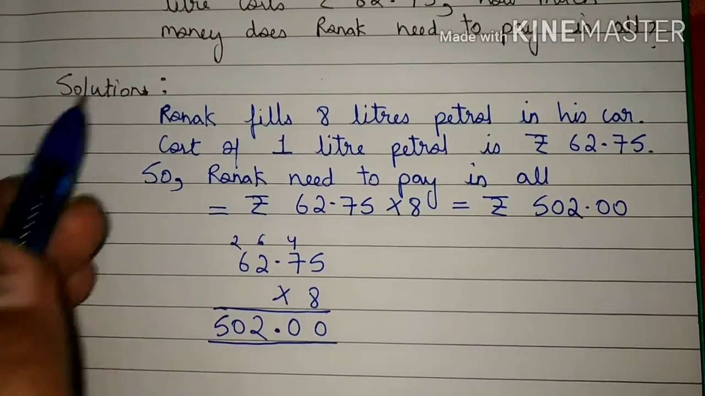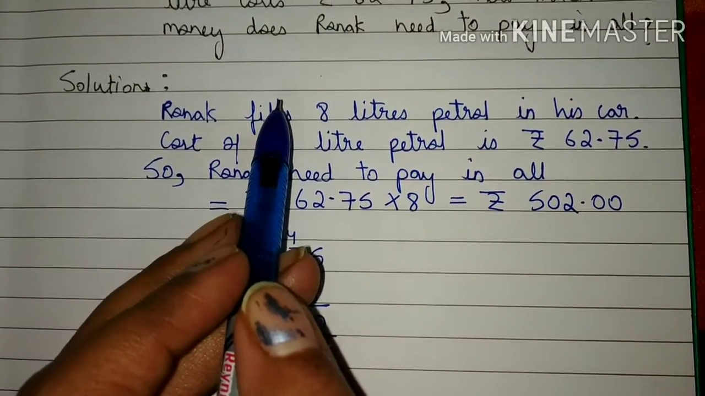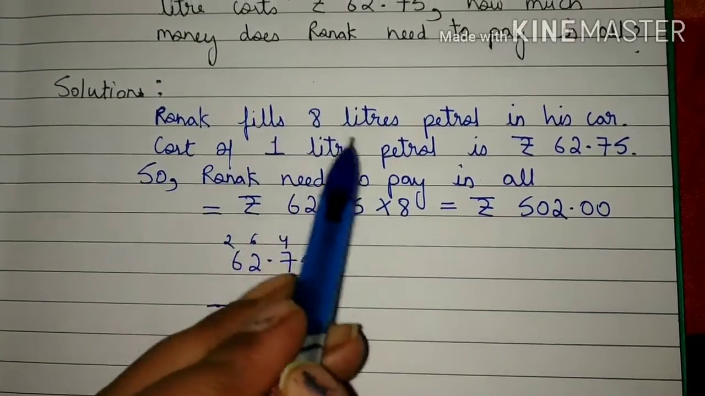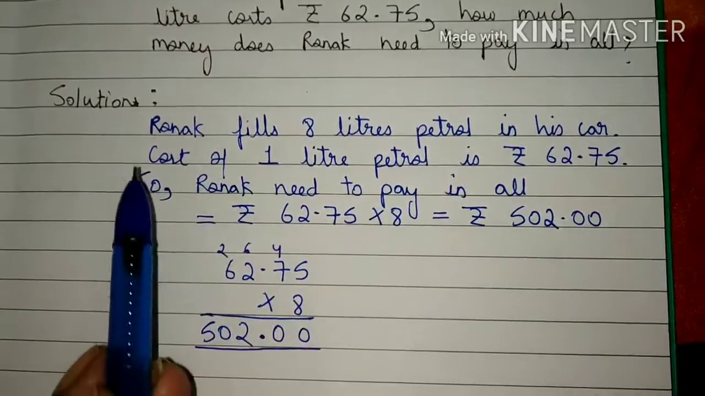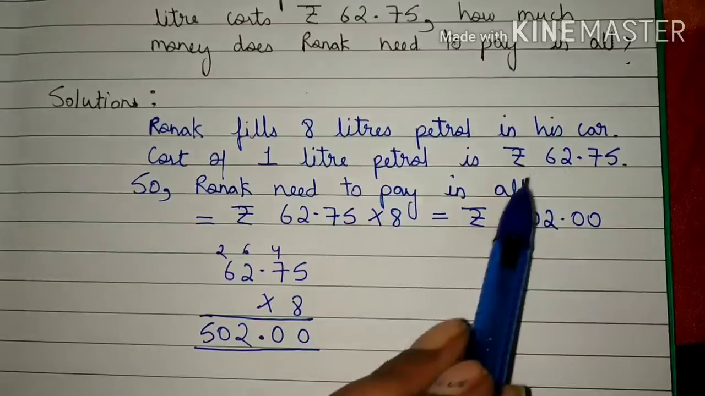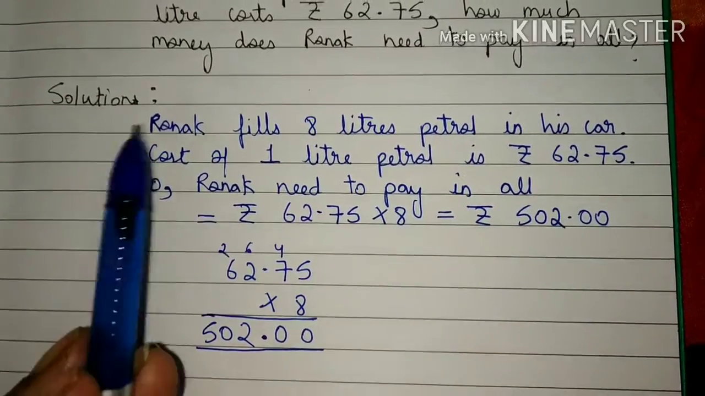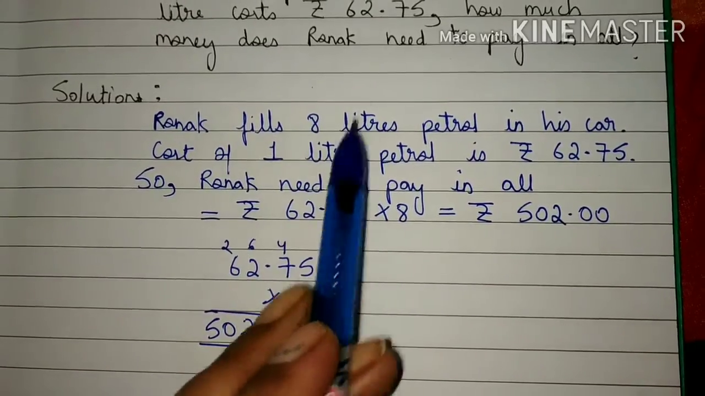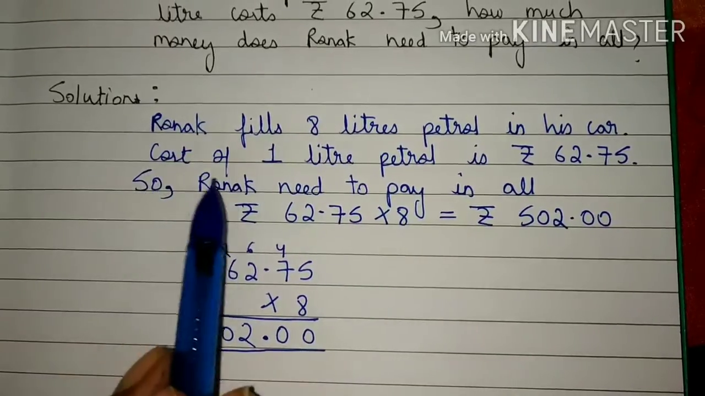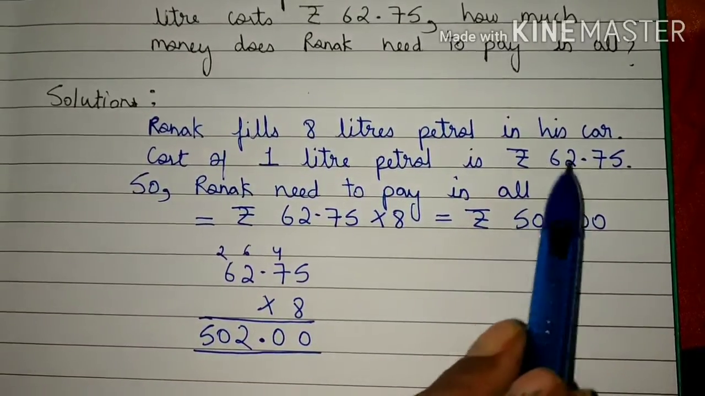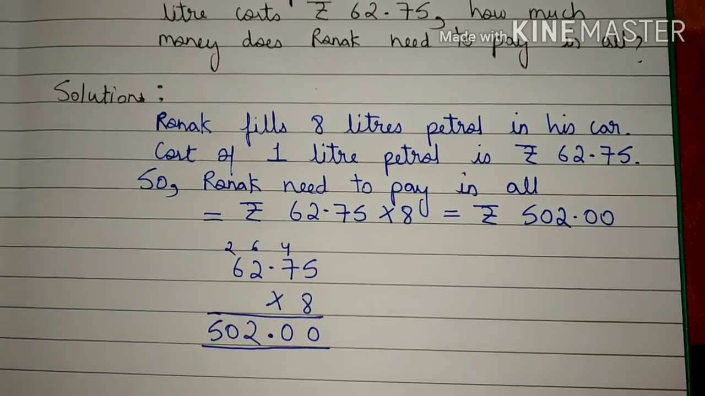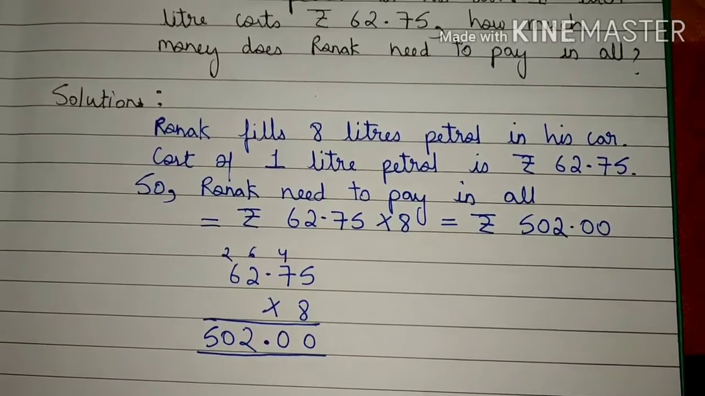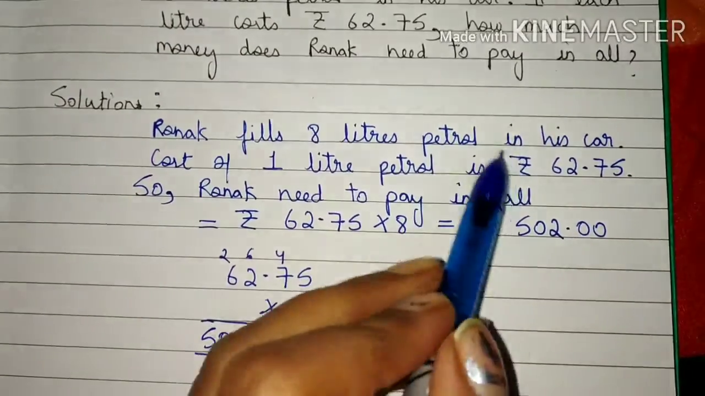Students, now come to the solution. First of all, you have to write the statement like this. Ronak fills 8 liters of petrol in his car. Cost of 1 liter of petrol is rupees 62.75. Now students, in this question we have to find out how much money Ronak needs to pay if he fills 8 liters of petrol in his car.